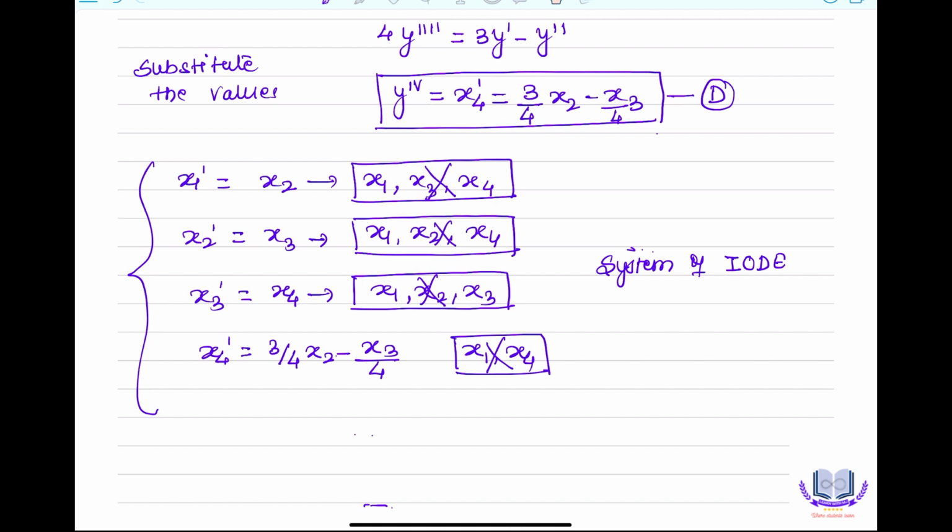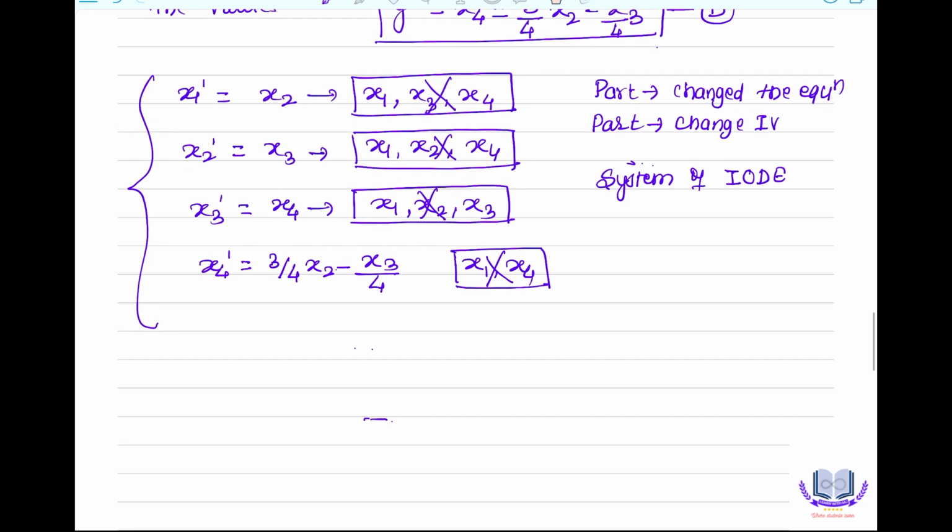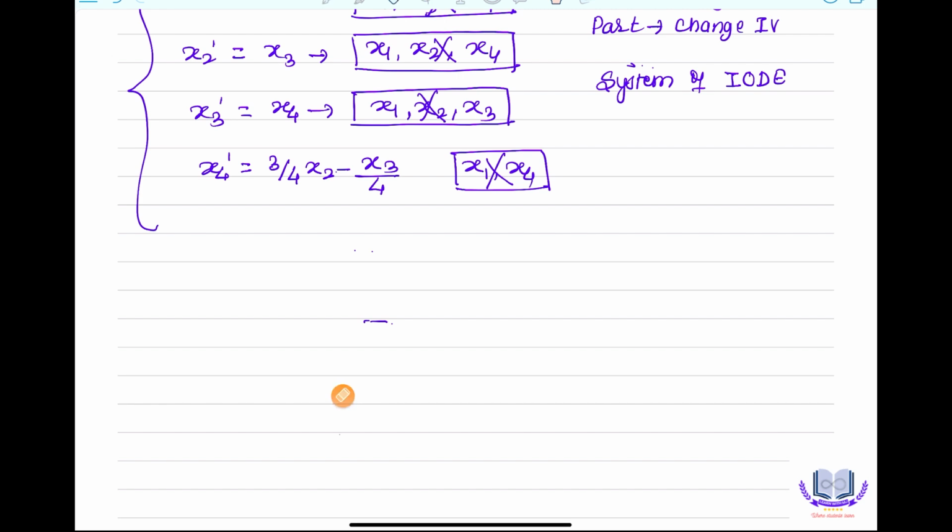Now guys, in part 1, what have we done? We have changed the equation. Now in part 2, we will change the initial values. So how to change the initial values? What were the initial values here? Y at 1 is 2. Y is nothing but x1. So x1 at 1 is 2.